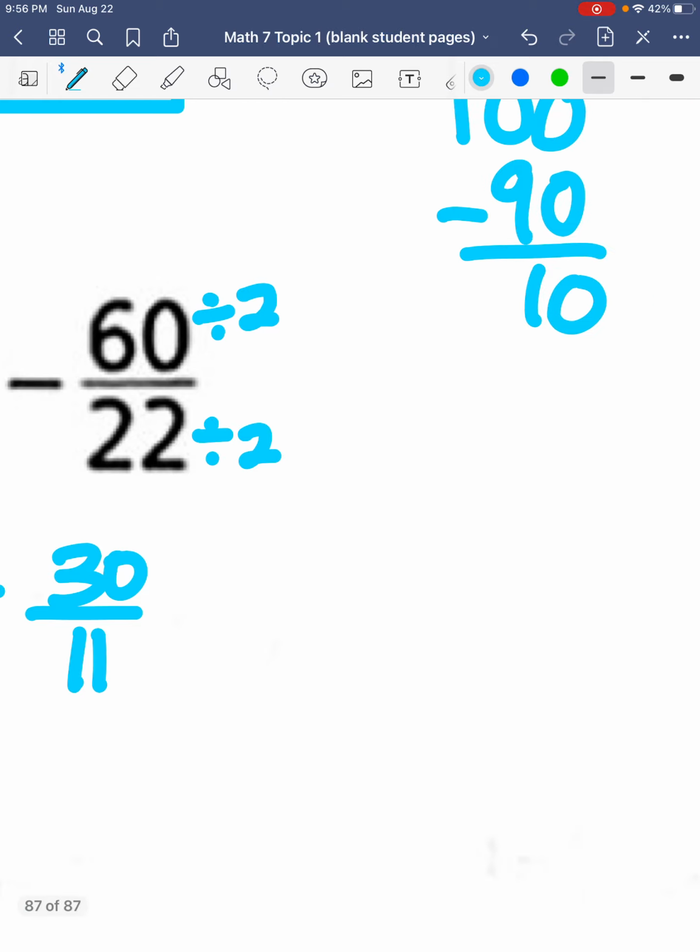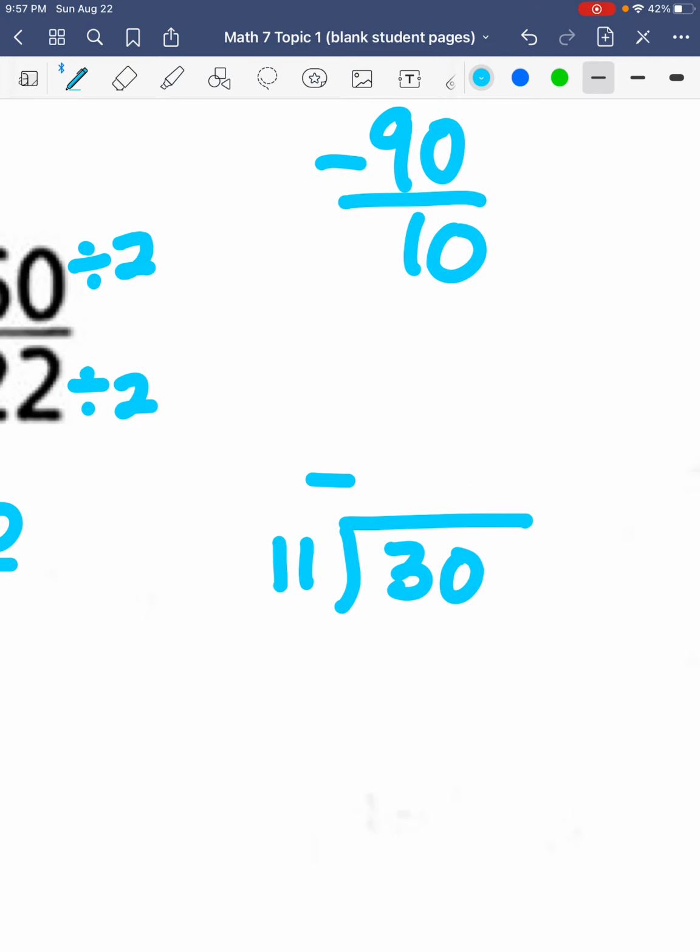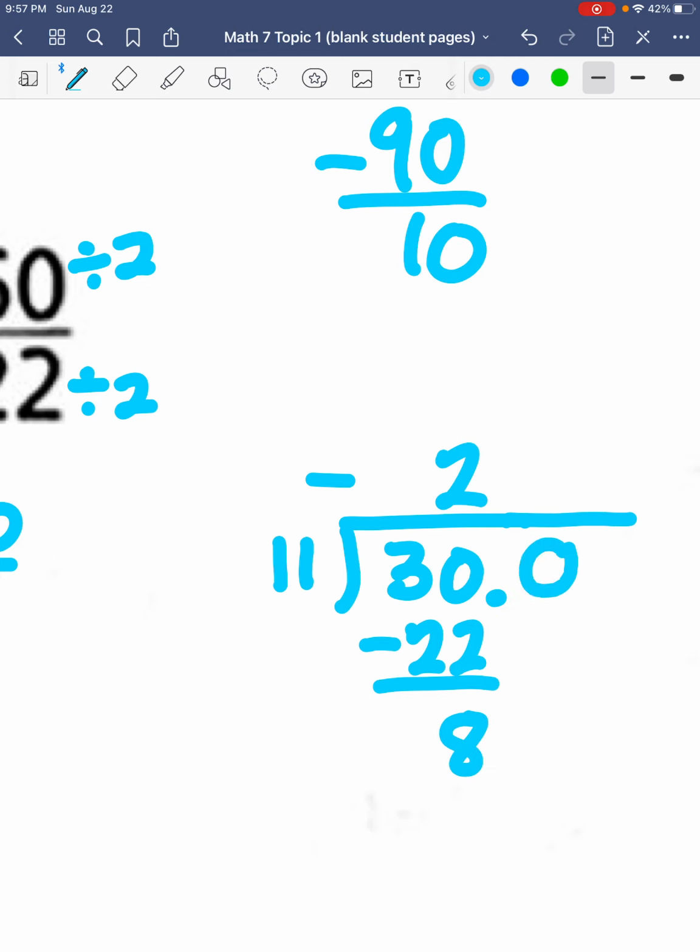So let's start with division. 11 goes on the outside, 30 on the inside. We know our answer is going to be negative. So how many times does 11 go into 30? Well, it goes in 2 times. 2 times 11 is 22. When I subtract, I get 8. I'm going to add a decimal and a 0 and bring down that 0.